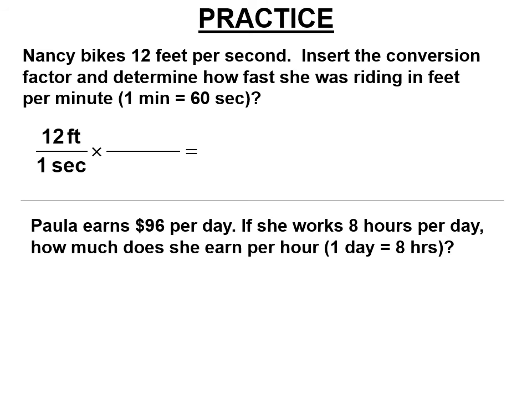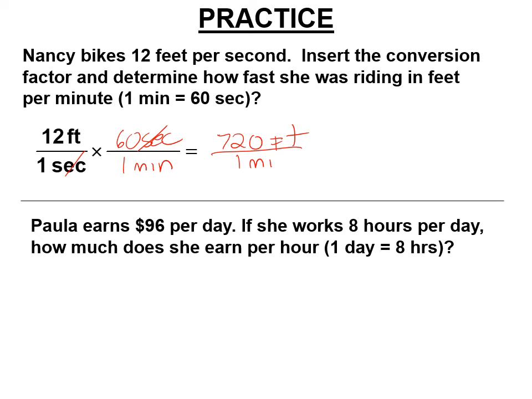All right, so let's practice. Nancy drives 12 feet per second. That means 12 feet in 1 second. Insert the conversion factor and determine how fast she was driving in feet per minute. So we're getting rid of the seconds, and we're converting that into minutes. Well, it's 12 times 60. Well, 12 times 6 is 72. So this is 720 feet in 1 minute, or 720 feet per minute.